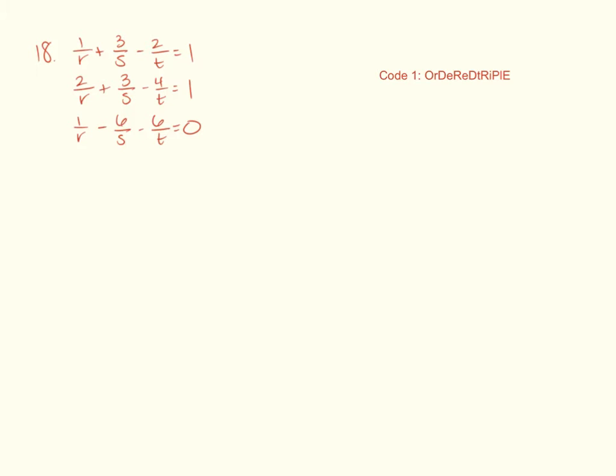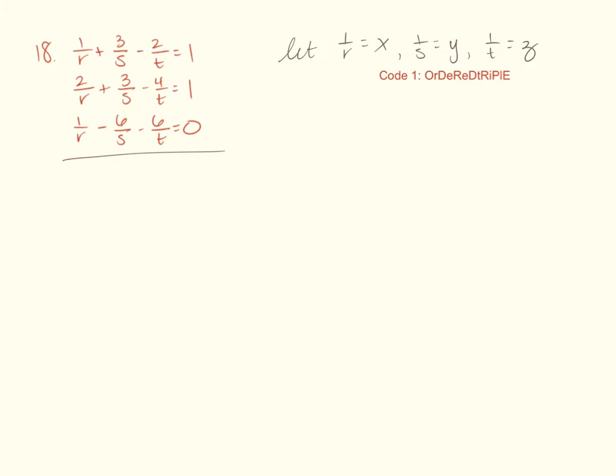Now, if you remember from our work at the beginning of last year, so this is right around first quarter, we replaced r, s, and t with new variables so that we wouldn't have to deal with the fractions. So we're going to do that again. First thing we're going to say is let 1 over r equal x, 1 over s equal y, and 1 over t equals z. Okay, and so then we're going to plug all of those in.